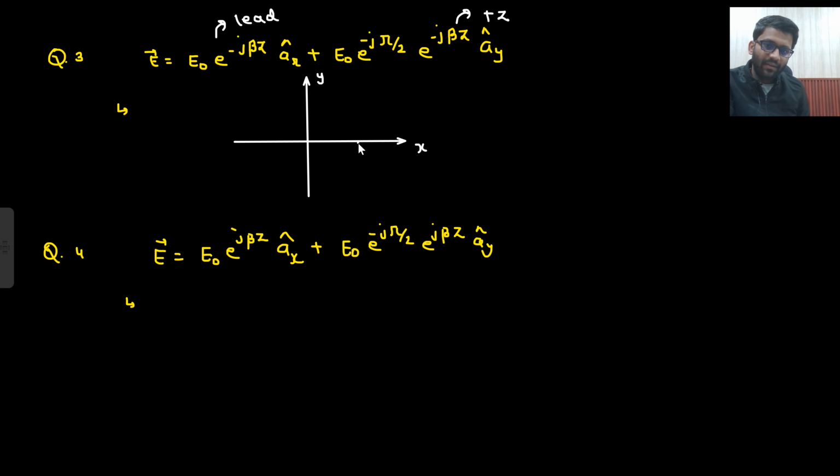Who is at lead? This guy. Why am I making it like this? This guy is at lead and this guy is at lag. Where will be your Z? X cross Y should give me Z. Z will be going outward.